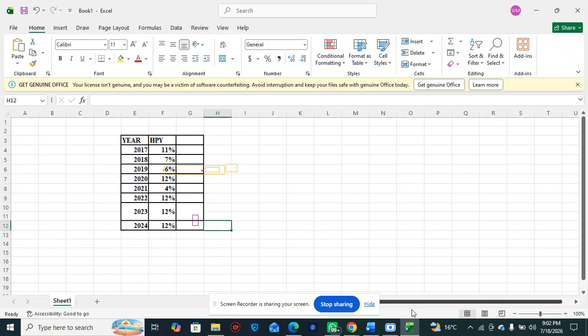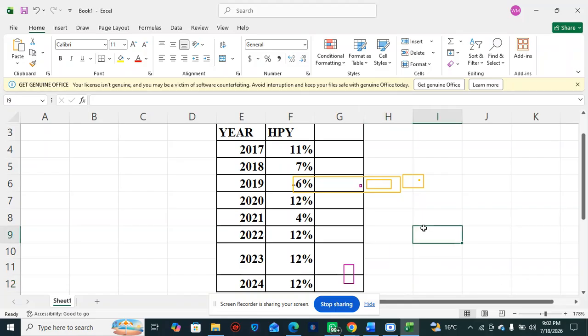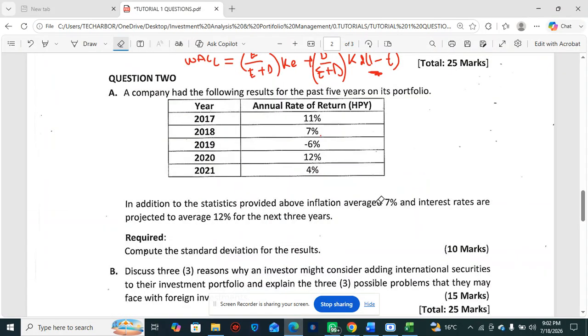Okay, so we have these results here: negative 11%, 7%, negative 6%, 12%, 4%. Then they've projected 12% for the next 3 years. So this inflation is only going to affect the projected returns in the future. The historical returns are not going to be affected by inflation. It's the past, it's already gone. But the projected returns are going to be affected by the inflation.